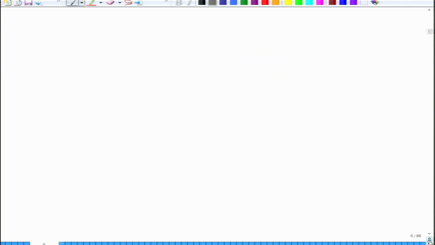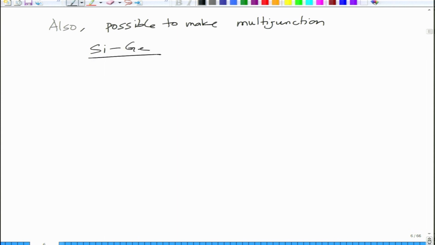So if I go to the next page, it is also possible to make multi-junction solar cells, because silicon makes a nice alloy, a solid solution, with germanium, and silicon band gap is 1.1 eV, germanium band gap is about 0.67 eV, and the band gap can be tuned.